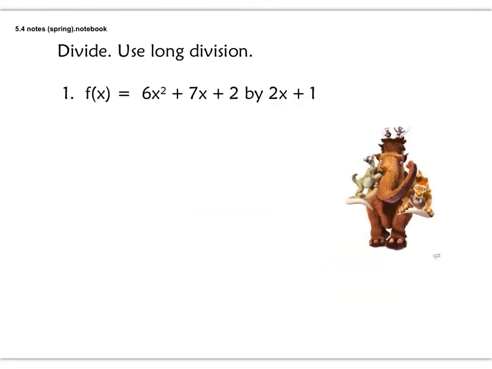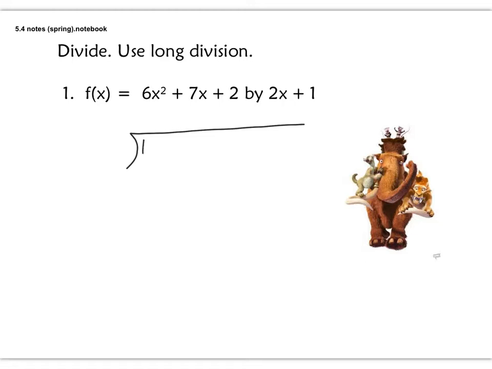So moving forward, let's look now. We have f of x equals, and again, that's just like y equals, that's just its name, 6x squared plus 7x plus 2 divided by 2x plus 1. So first, let's set this up.